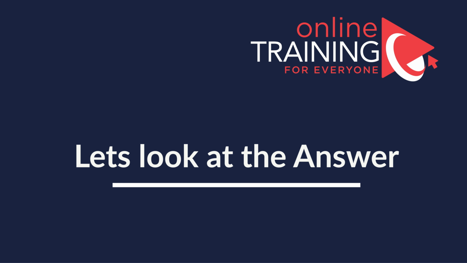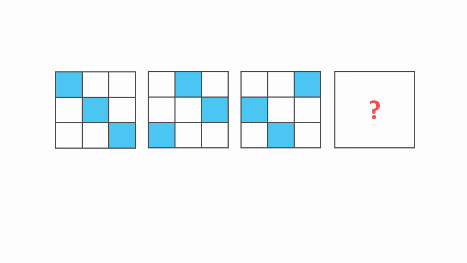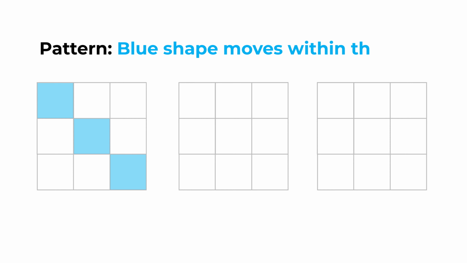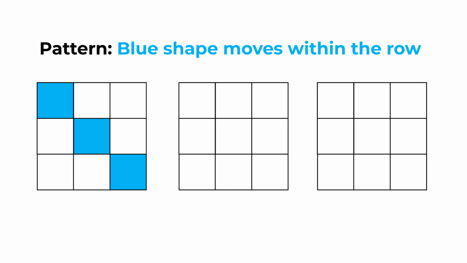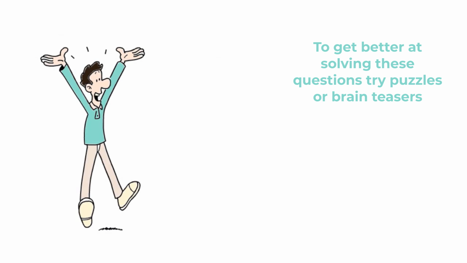As always, my advice to you: look for patterns. Determining the pattern is key to solving this particular problem. What you need to know to answer this question is that the blue shape moves within the row of the larger shape. In each row, the blue shape moves from left to right, one step at a time. Once the blue shape reaches the end of the row on the right, it reappears on the left. So the correct answer here is choice D. Hopefully you've nailed this question and now know how to answer similar problems on the test.